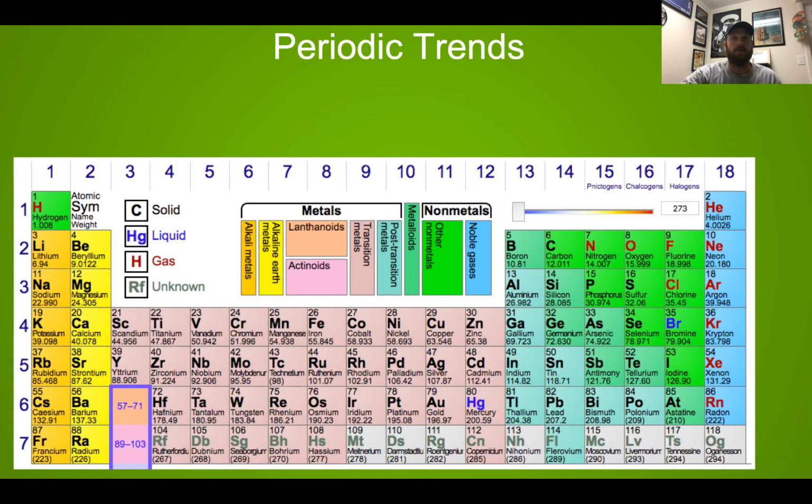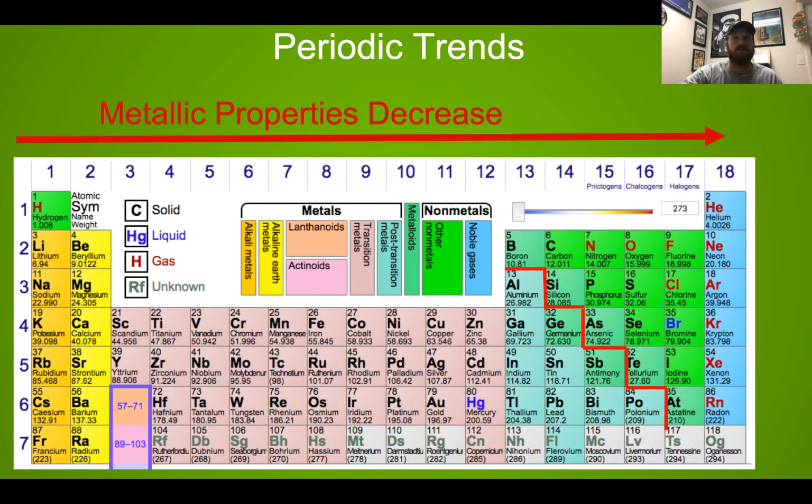Here is a quick review of the classes of elements. Remember that metals are on the left side of the table and nonmetals are on the right side of the table. Metals and nonmetals are separated by the metalloids, which form a staircase between the two. Hopefully you have drawn this staircase onto your periodic table. After reviewing the classes of elements, it should make sense that metallic properties of the elements decrease as you move left to right across the period.